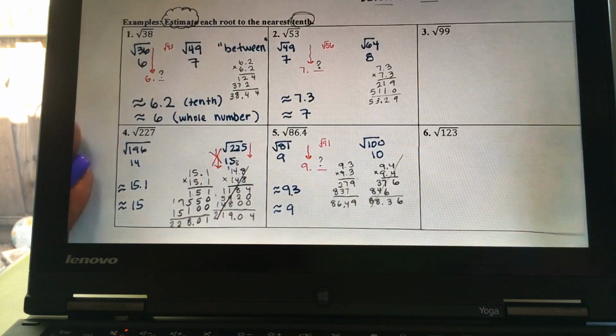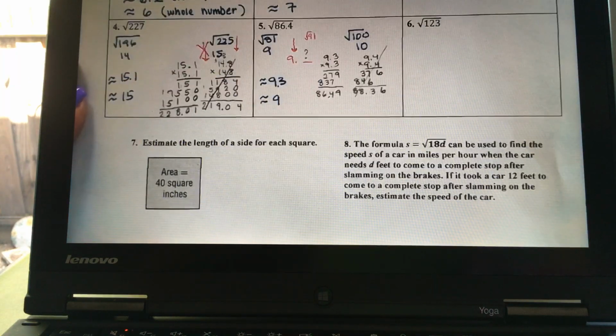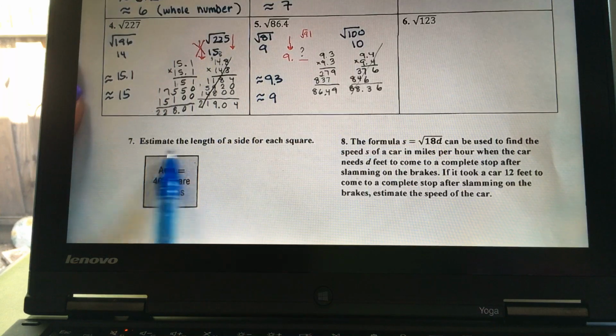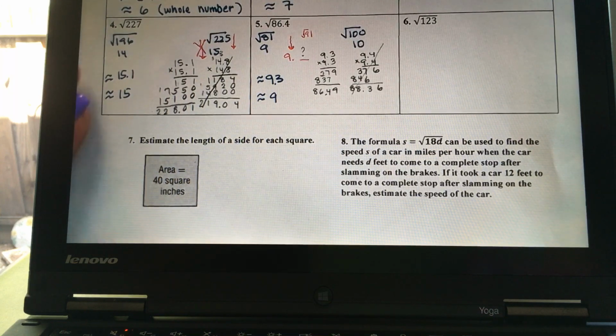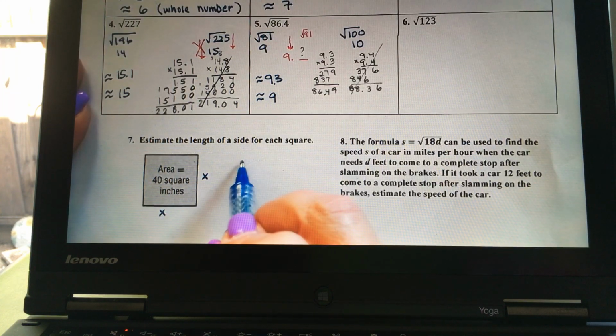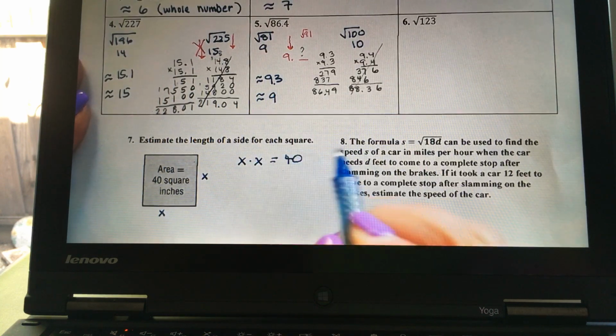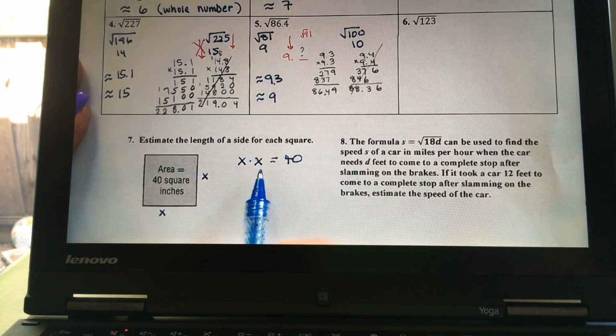Good, so I'm going to take a look at these last couple of word problems. First one, estimate the length of a side for each square. So if you remember, whatever the side length is on a square, it's the same on both sides. So the area, length times width, equals 40. Please do not make the mistake here and say that it's 20 times 20. 20 times 20 is 400. Okay, what we're looking at is this is an exponent.